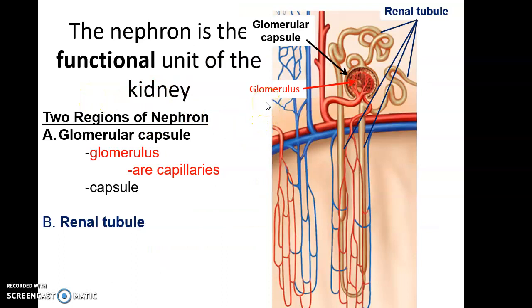All right, there are two main regions to the nephron, that microscopic functional unit of the kidney.